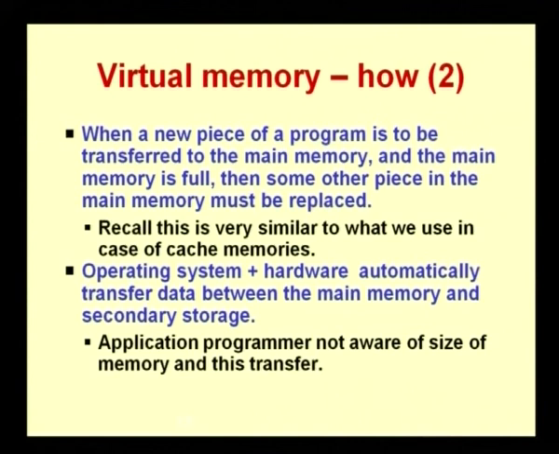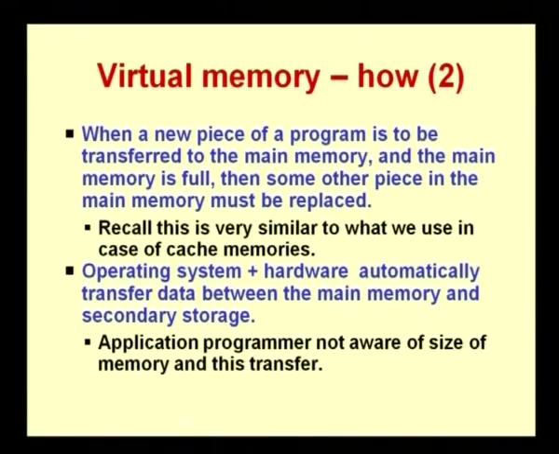If a new piece of program is to be transferred, and the main memory is full, what we need to do is replace some portion of the main memory. Some other piece which is there in the main memory must be replaced, and you have to bring in your new piece. Remember, this is very similar to what we do in the case of cache memories as well. In the case of cache, you have a limited cache size, and main memory size is larger. So, when we bring things from main memory to cache, we replace things which already exist if there is not enough space in the cache. The same idea has to be used over here. So, we will need some replacement techniques just as in the case of cache.